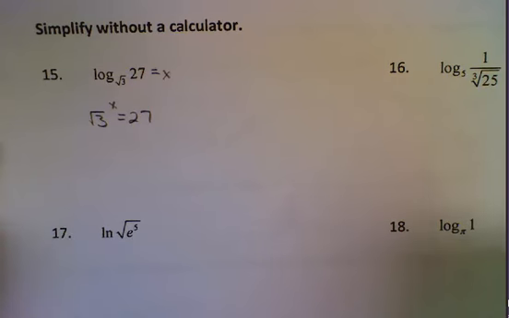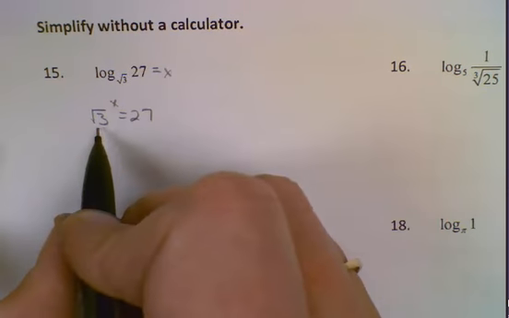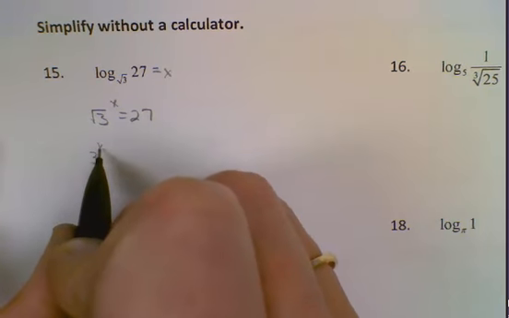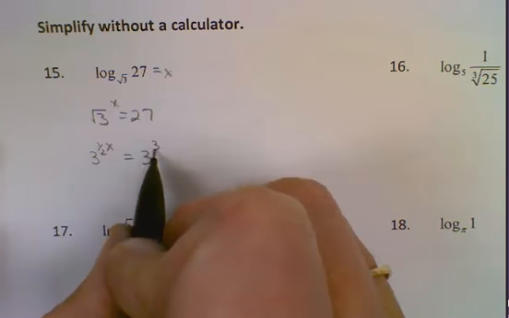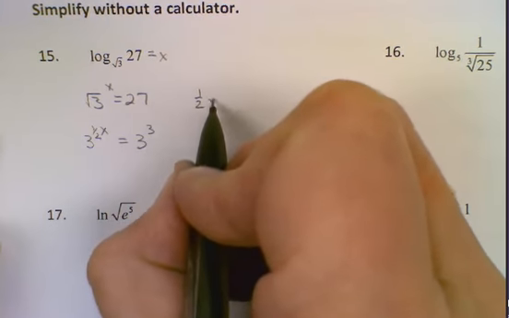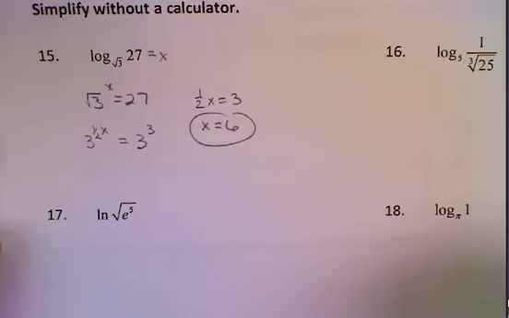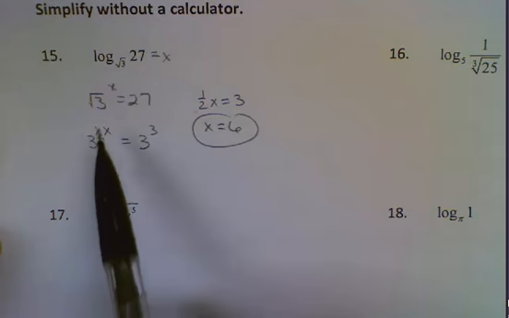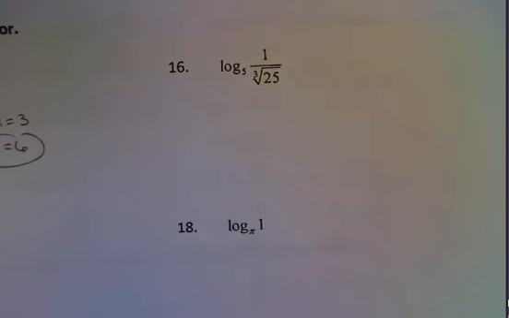And all of these, if they can be done without a calculator, which means that they should be able to come out with the same base. So this one is a base of 3, so it's 3 to the 1/2 raised to the x. That would be 3 to the 1/2 x. This is 3 to the 3rd. So I just set those equal to each other. I get 1/2 x equals 3. Multiply both sides by 2, and I get x is 6. So just putting in exponential and knowing what the square root means, you have a fractional exponent, and 27 is 3 to the 3rd.